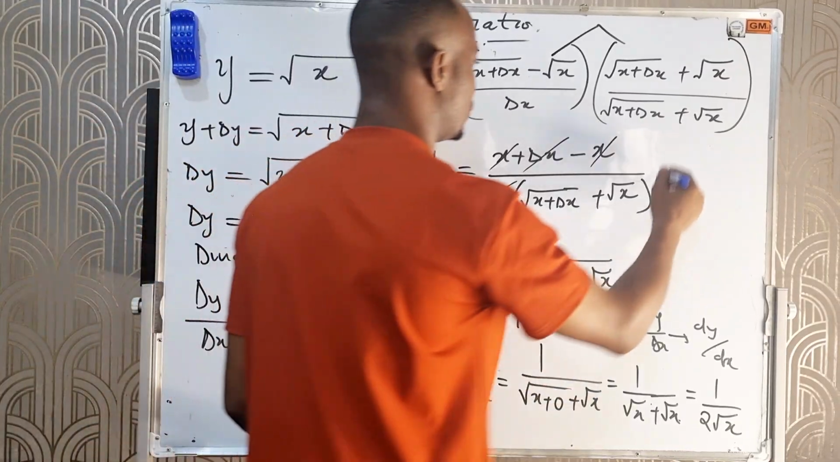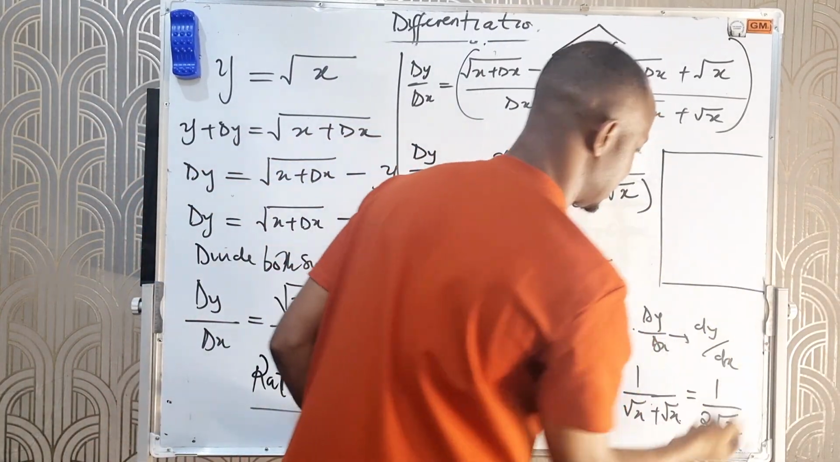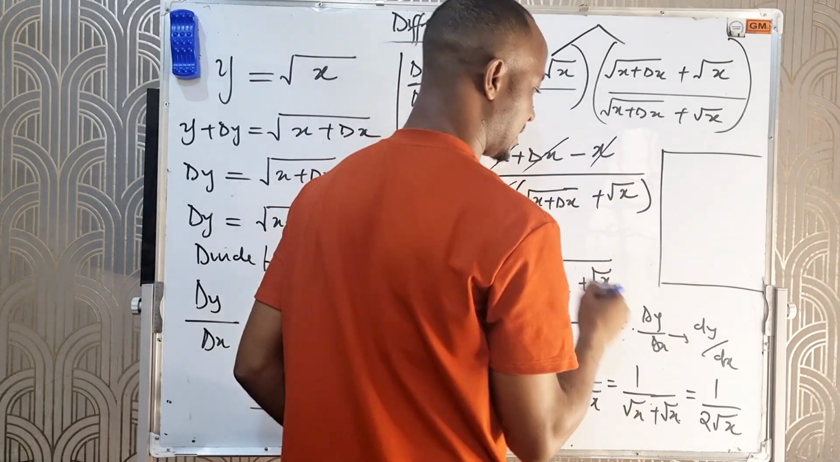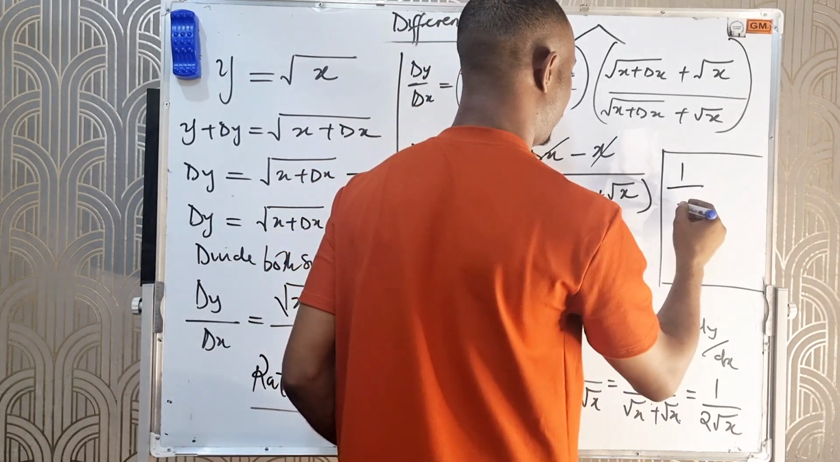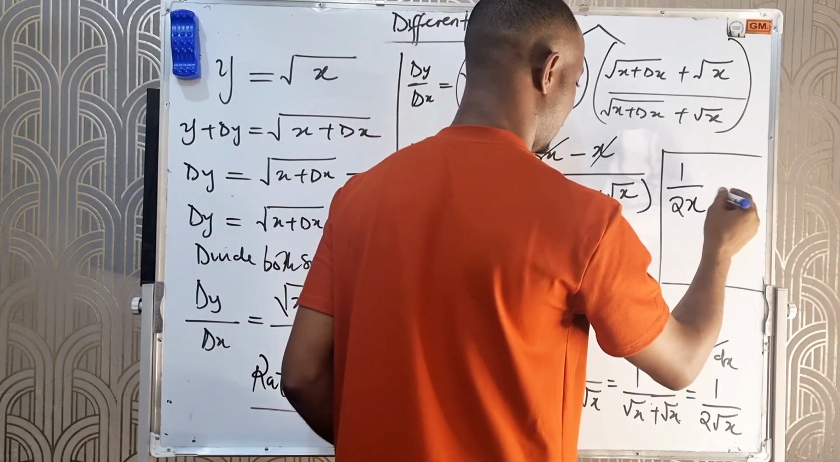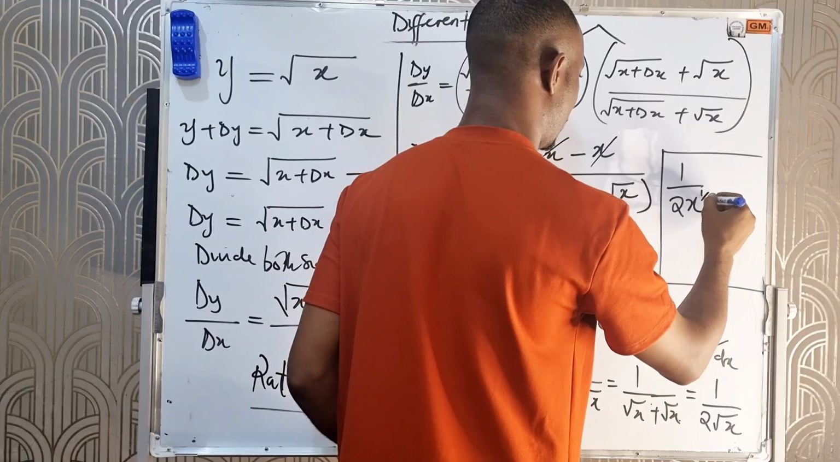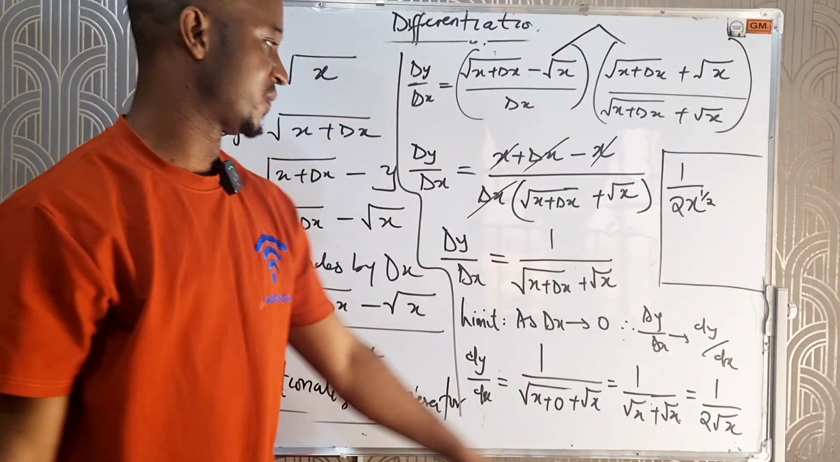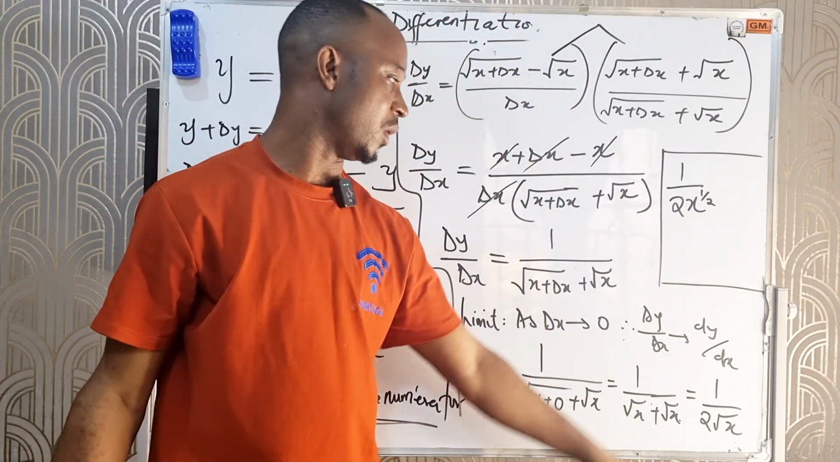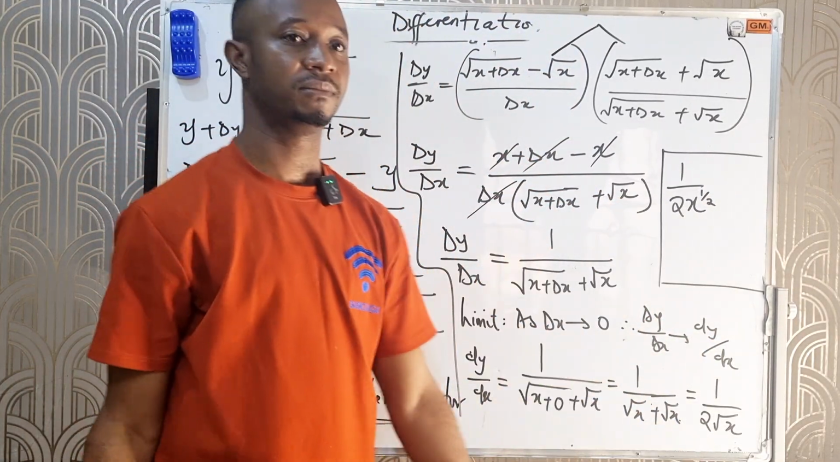This can also be expressed as 1 over 2x to the power of half. This can also be expressed as this. Or you can leave your answer in this form. Okay.